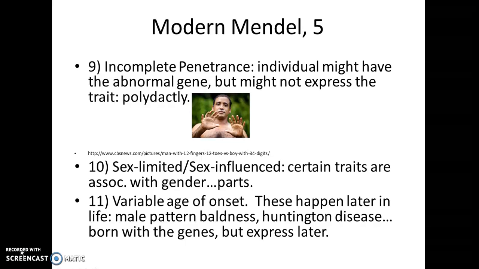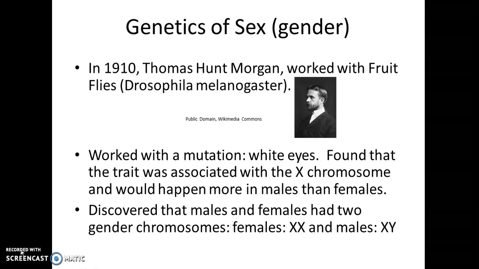Variable age of onset. This happens later on in life, like male pattern baldness. People aren't born bald. They go bald over a period of time, like me. Huntington disease doesn't happen right away. It waits until usually after you have kids, which is the sadness of Huntington disease, which we'll talk about later. So you have the genes, but you express the trait later on in life.